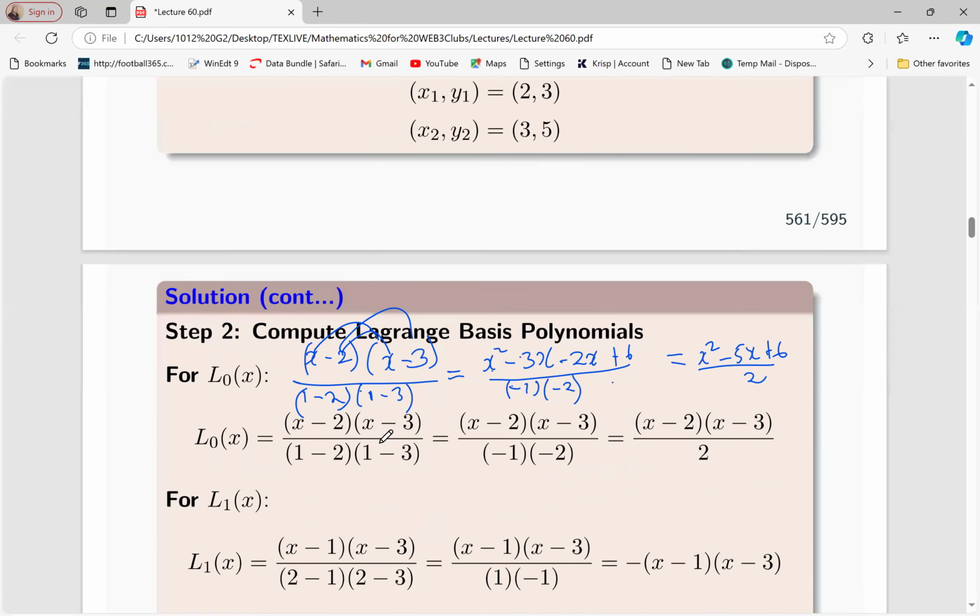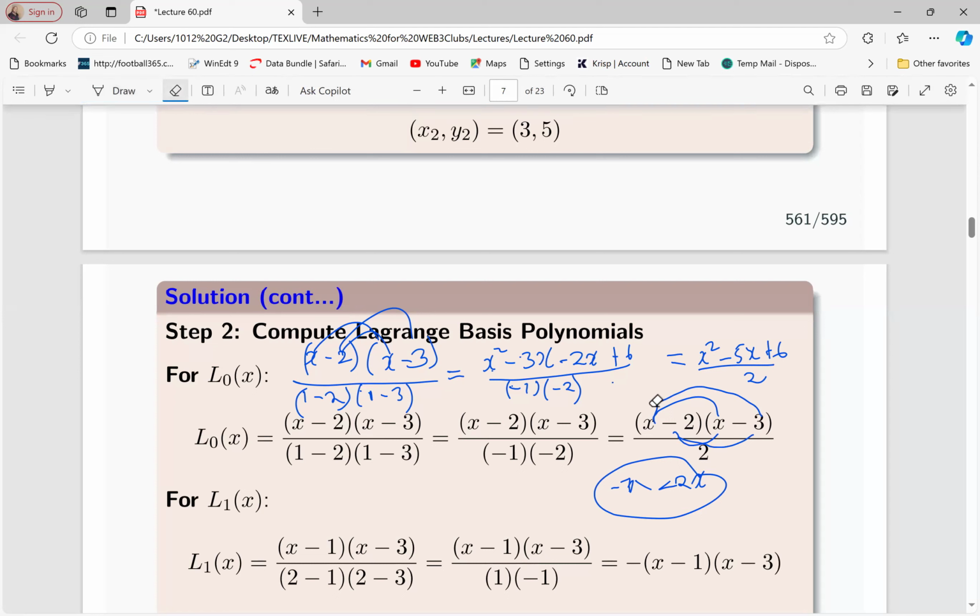We multiplied x and x, which will be x squared. x and negative 3 will be negative 3x. And then x and negative 2 will be another negative 2x. So this gives us negative 5x. And then negative 2 and negative 3 will give us positive 6. Our denominator is okay. So we've already simplified this, and we'll just carry our result to the bottom.